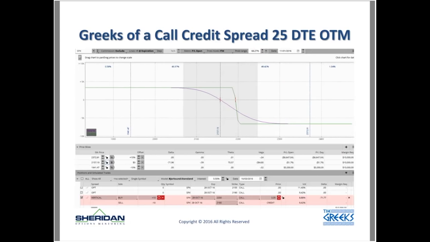Here's the Greeks of a call spread, 25 days to expiration, and we're selling the 2190s and we're buying the 2200s. We're short 71 deltas, short gamma, positive theta. Any of you surprised with the vega?